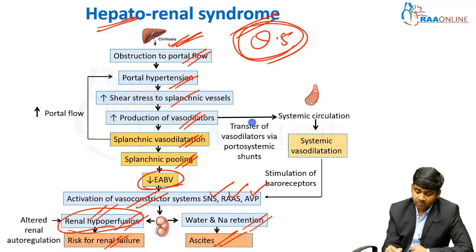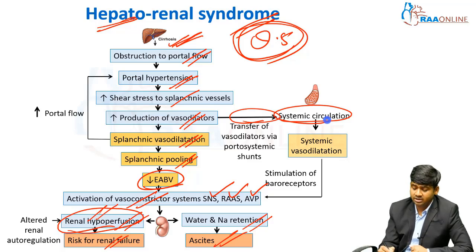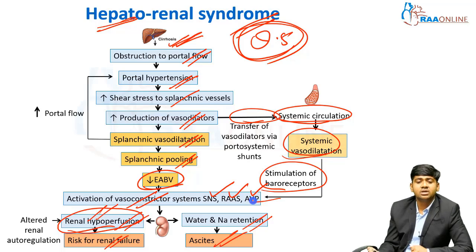Sometimes this production of vasodilators will lead to the systemic circulation, and there will be systemic vasodilatation. Again, it will lead to the stimulation of baroreceptors and the activation of the vasoconstrictor system.